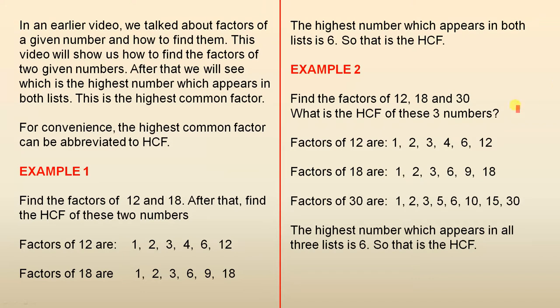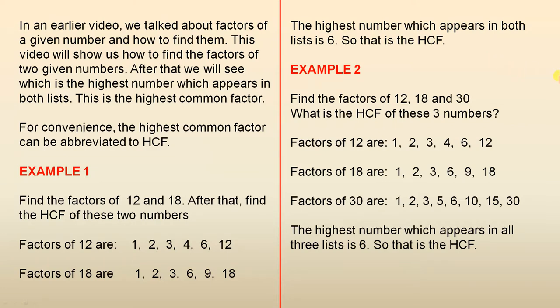Example 1. Find the factors of 12 and 18. After that, find the HCF of these two numbers. Now the factors of 12 are these 6 numbers here because they divide into 12 evenly. That is, there are no remainders. The factors of 18 are these 6 numbers here for the same reason. They divide into 18 evenly with no remainder. The highest number which appears in both lists is 6, so that is the highest common factor.